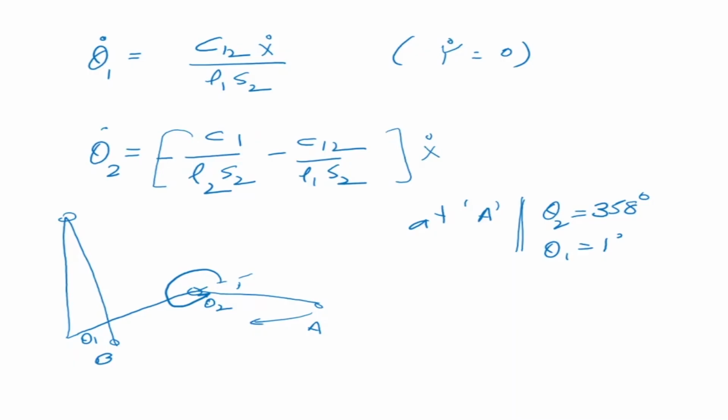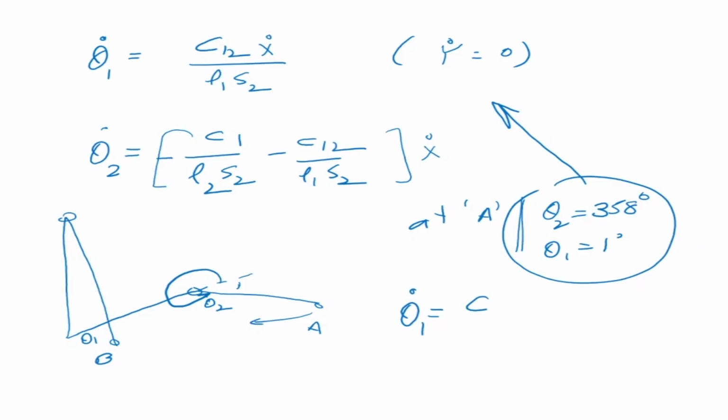So we'll get theta 1 dot. At this location, when we put the values back into our equation, theta 1 dot and theta 2 dot, what we get is theta 1 dot is equal to cos of 359 divided by 0.3 into sine of 358, which is equal to 95.5 radians per second.